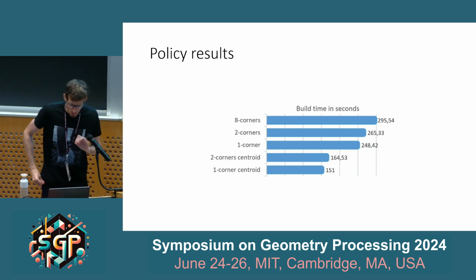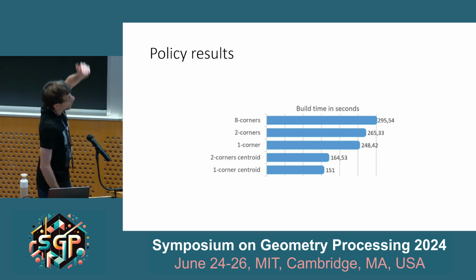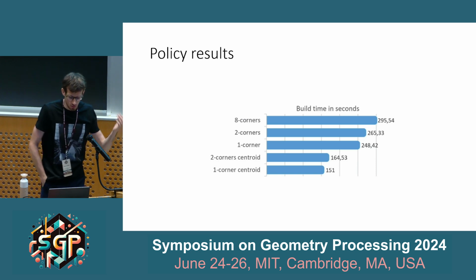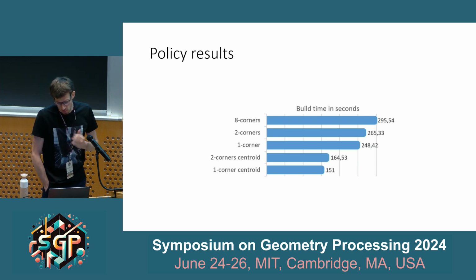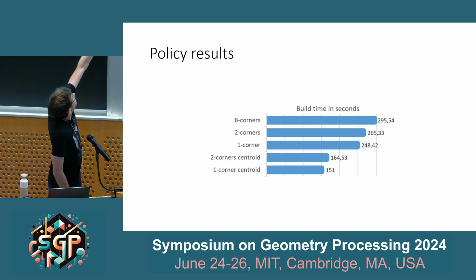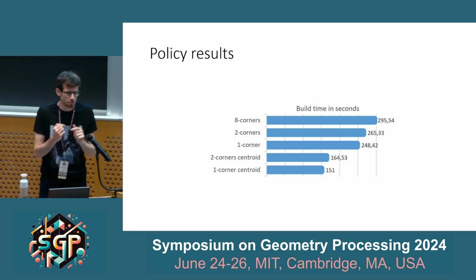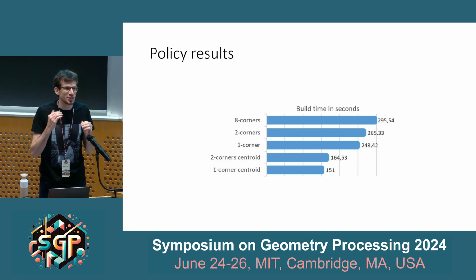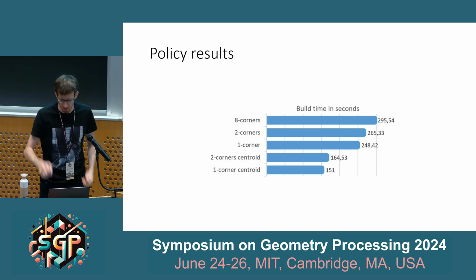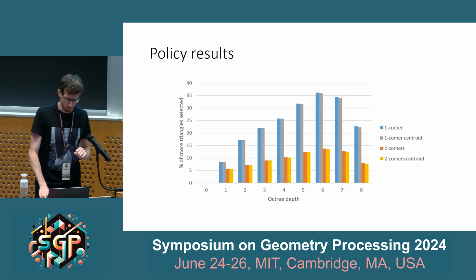Here you have some results, building times using these different heuristics. As you can see, obviously, when we decrease the number of corners, we improve the building time. And also, we tried another version that uses the centroid, which you have here in the bottom one. Basically, instead of searching the nearest corners of the segment, we search the nearest corners to the centroid of the segment or the triangle. And we are able to reduce the computation time a little bit.